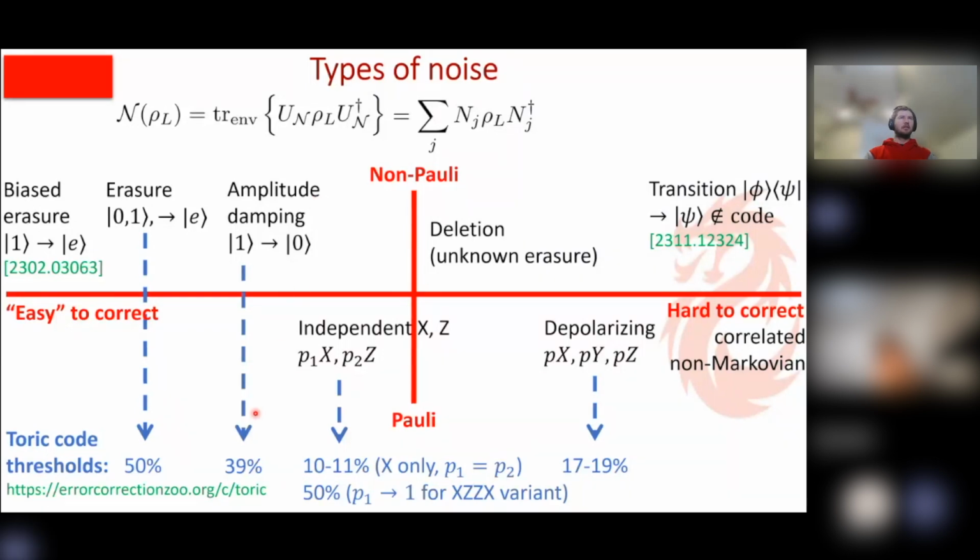The amplitude damping also has a pretty high threshold, turns out. Independent X and Z and depolarizing have these thresholds. These are related to statistical mechanical models. This one was the first one, I think, that started this whole connection between statistical mechanics and thresholds. And this is true only if the probabilities are the same.